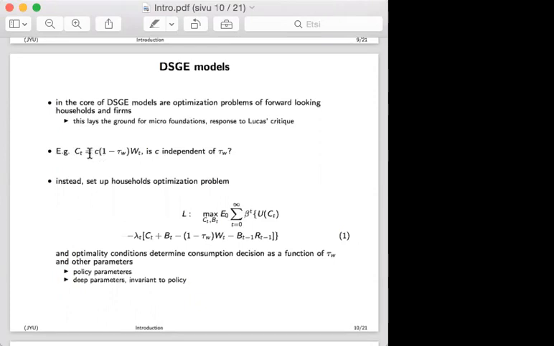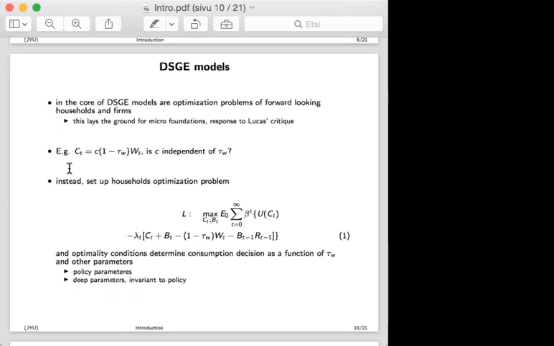But the problem with this approach would be that we can't be sure whether this C is independent of the tax rate, or whether when the tax rate changes, this C coefficient changes too. And this is the essence of the Lucas critique. So we need to separate policy parameters and deep parameters which are invariant to policy.